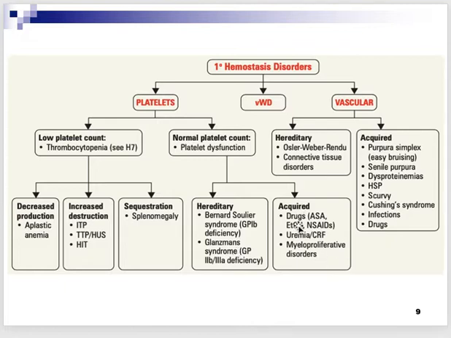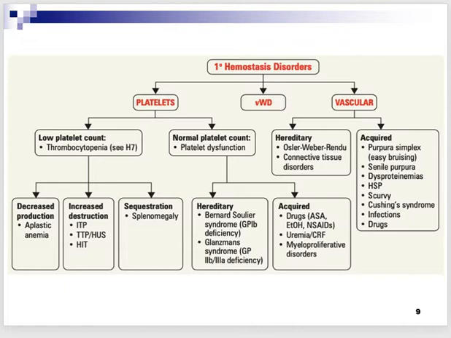Or there could be acquired causes like drugs, like aspirin, alcohol, NSAIDs, uremia, for example chronic renal failure can give uremia, or myeloproliferative disorders. Whenever it is vascular problems, it could be hereditary, like Osler-Weber-Rendu syndrome, in which there are multiple telangiectasias on the body that can bleed, or connective tissue disorders, or it could be acquired, like purpura simplex, in which there is easy bruising, senile purpura, Henoch-Schonlein purpura, scurvy, Cushing syndrome, infections or drugs. So these are the causes of primary hemostasis problems.